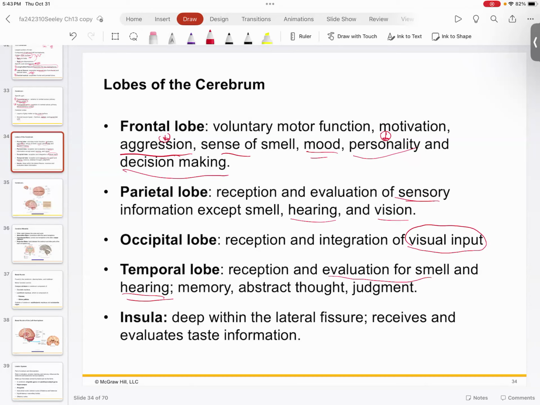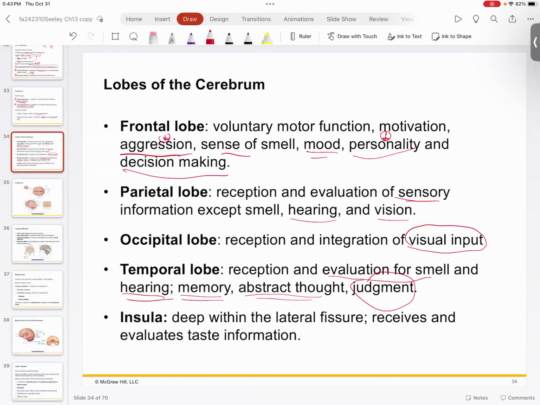And the temporal is a really important lobe. It's kind of an interesting lobe. There's a lot going on there, because not only is this where your hearing region is of your brain, but you also have your memory here, abstract thought, your ability to do abstract thinking, and judgment. So if you have poor judgment, your temporal lobe could be to blame. And so these are your main lobes. And there's a lot more, obviously, to these, and it's a fascinating area.